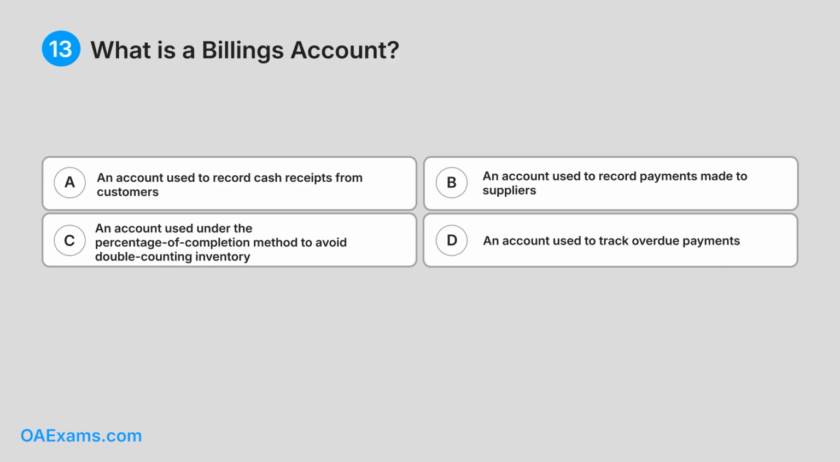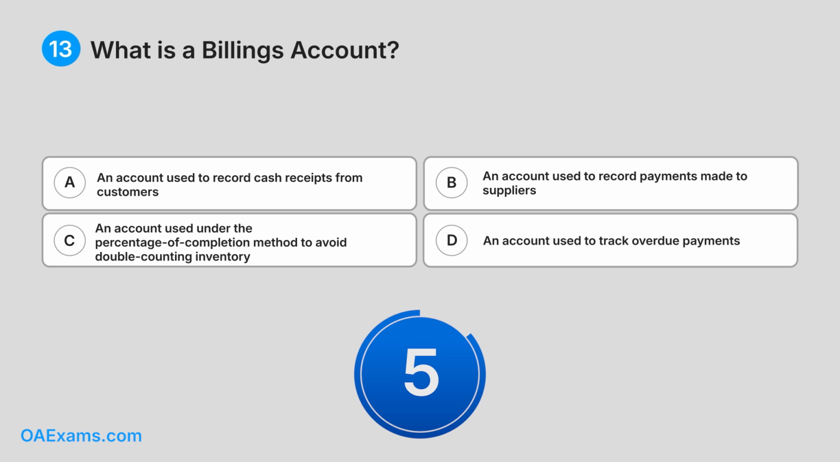13. What is a billings account? A. An account used to record cash receipts from customers. B. An account used to record payments made to suppliers. C. An account used under the percentage of completion method to avoid double counting inventory. D. An account used to track overdue payments. What do you think is the answer?